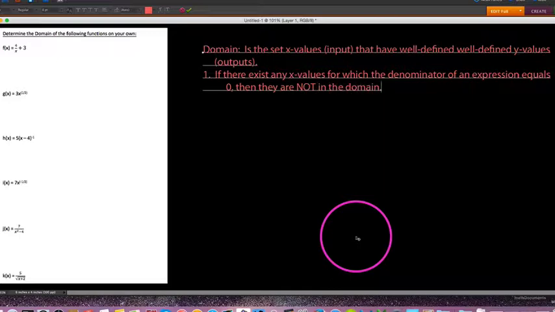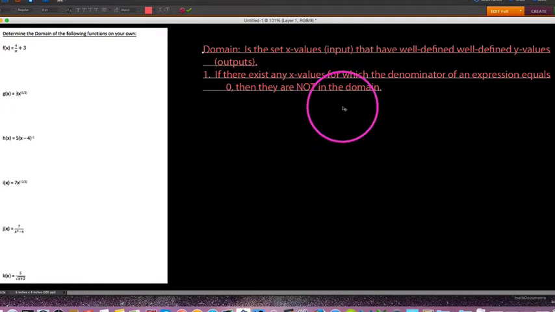The important thing to say here is, we're going to look at this function in just a minute, but say f of x or y equals 4 over x plus 3. If you were to put in an x value of 0, you would get 4 divided by 0 plus 3, which is undefined. So we would say that the x value 0 would not be in the domain because this is an x value that caused the denominator of an expression to equal 0.